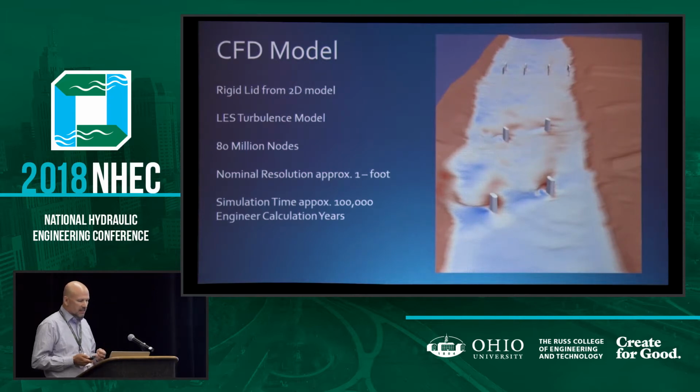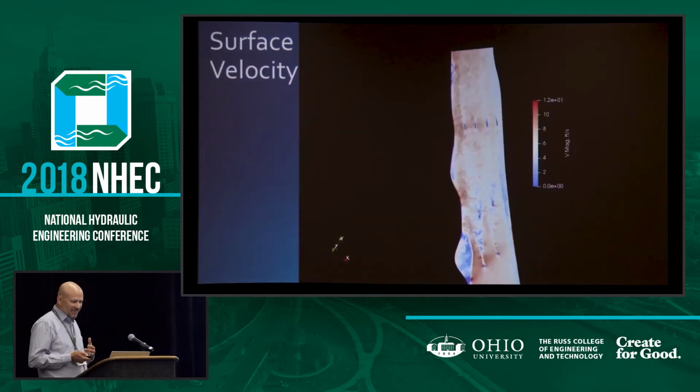In this case, we set up a rigid lid model this time and ran LES, 80 million nodes, and simulated basically 100,000 engineer calculation years. I didn't really keep track, but I'm using that as my basis there. I'll show you a quick turbulence here. So you can see these downstream spots. These are basically the railroad bridges that were upstream, sorry.